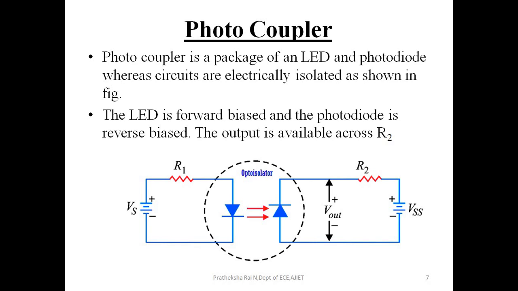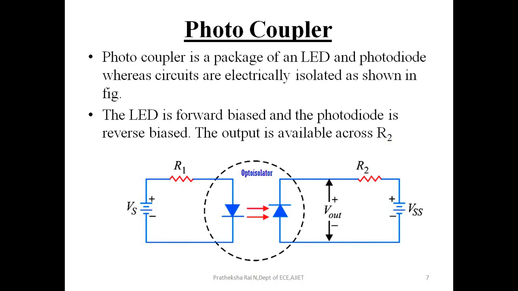So what is this photocoupler or optocoupler or optoisolator? It is a device that transfers an electrical signal between two electrically isolated circuits through light energy. Optoisolators prevent the high voltages in one part of the circuit from affecting or destroying other parts of the system.